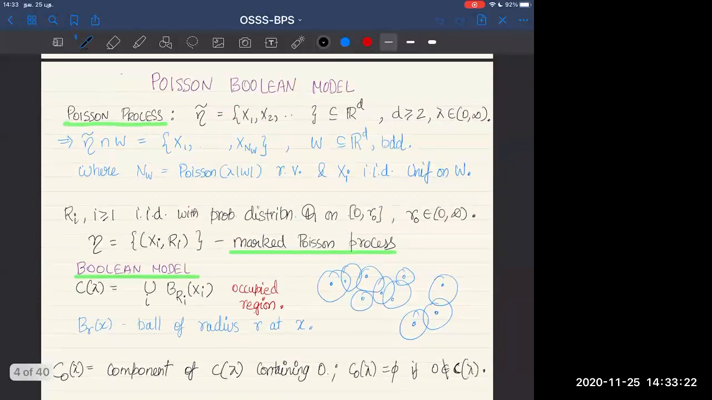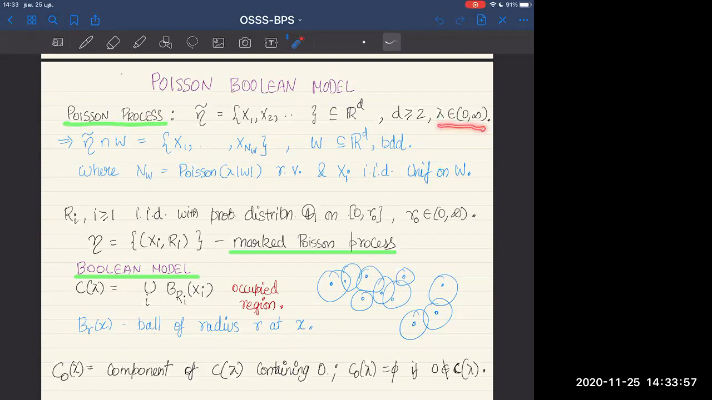Let's get the model set up correctly. The basic object here is the Poisson Boolean model. What does it consist of? We first have a Poisson process, which is a set of points in R^d. I always take d greater than or equal to 2. And lambda is a parameter, the only parameter here, the simplest model.